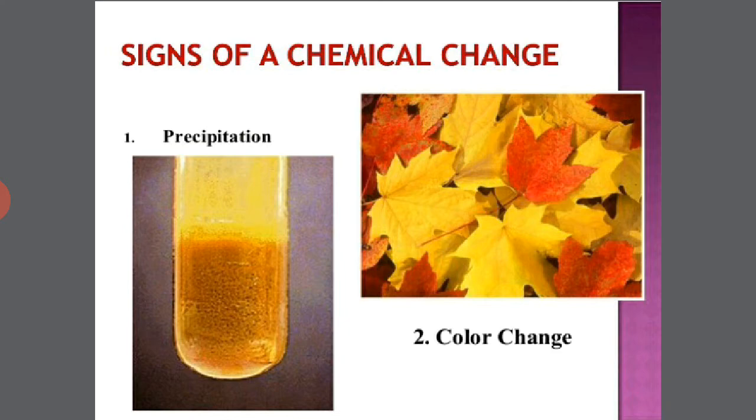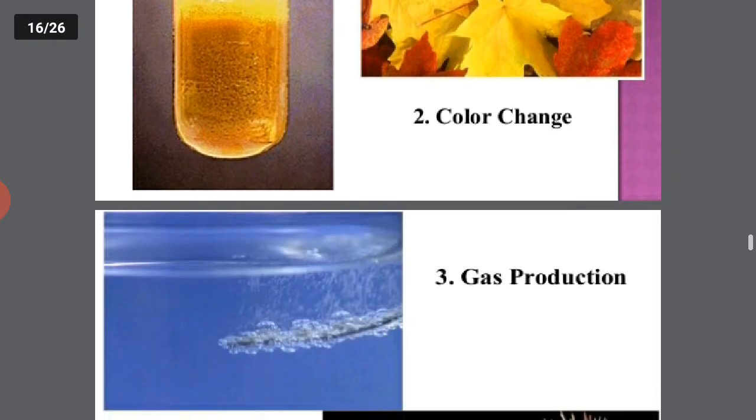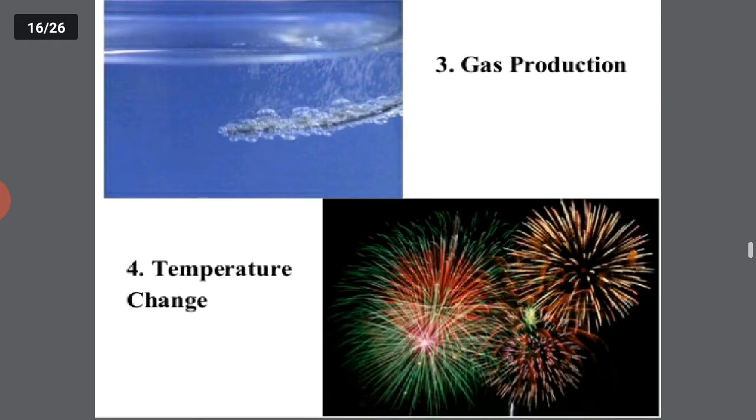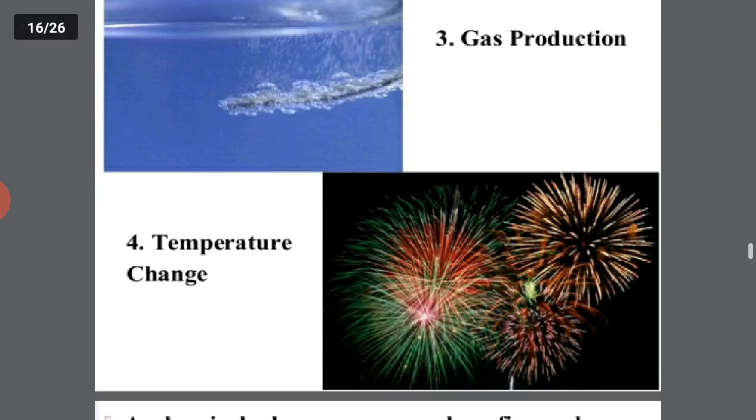And in the second pic, you can see the change in color. The color of some leaves is different from the other ones. Some have yellow color and others have orange or red color. Okay, gas production is an example of chemical change. Change in temperature also. Temperature will also change when a chemical change is taking place.